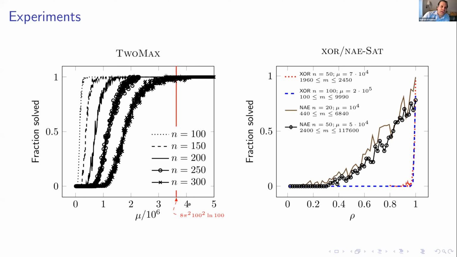So this suggests that our bound is not tight, and we actually conjecture that this can be improved by a factor of n. But this is future work.